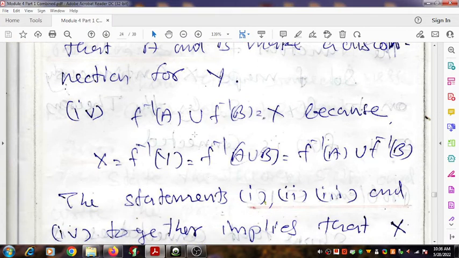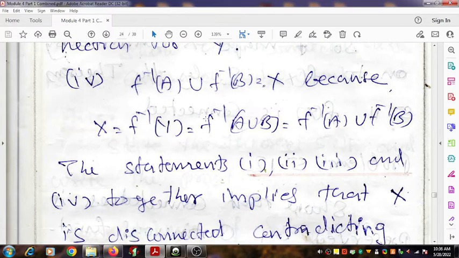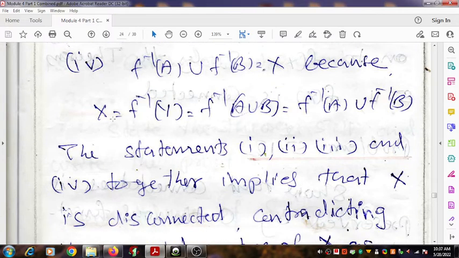Now the fifth property is that their union, f inverse of A union f inverse of B, equals X. It can be established by taking X equal to f inverse of Y, because X is mapped onto Y using the function f. So X equals f inverse of Y, which equals f inverse of A union B, because Y is equal to A union B. That equals f inverse of A union f inverse of B.